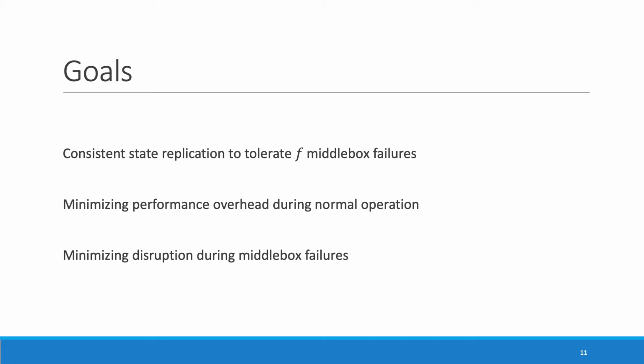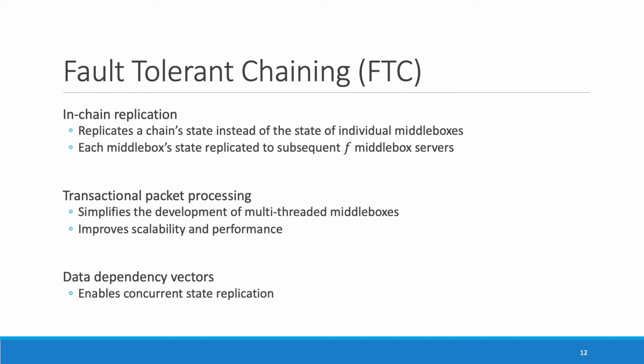The goals of our approach are to provide consistent state replication to tolerate f middlebox failures, to minimize the overhead of providing fault tolerance during chain normal operation, and to minimize the disruption due to middlebox failures. To meet these goals, we introduce a new system called fault tolerant chaining, or FTC. To make a chain fault tolerant, FTC uses in-chain replication to replicate the state of middleboxes across the chain. To tolerate f failures, this approach replicates the state of a middlebox to subsequent f middlebox servers.